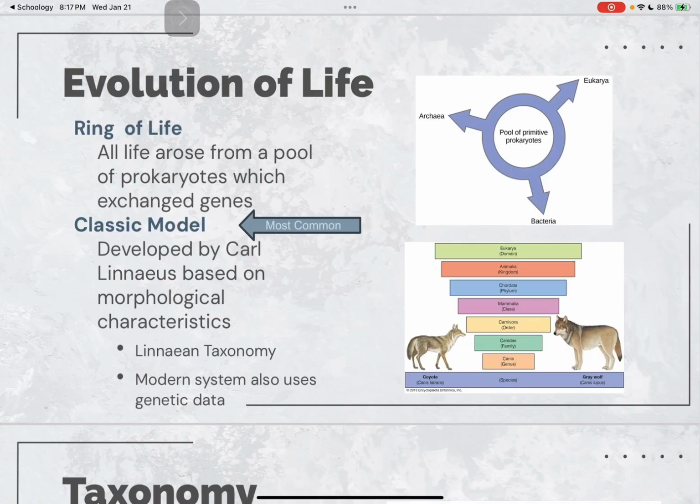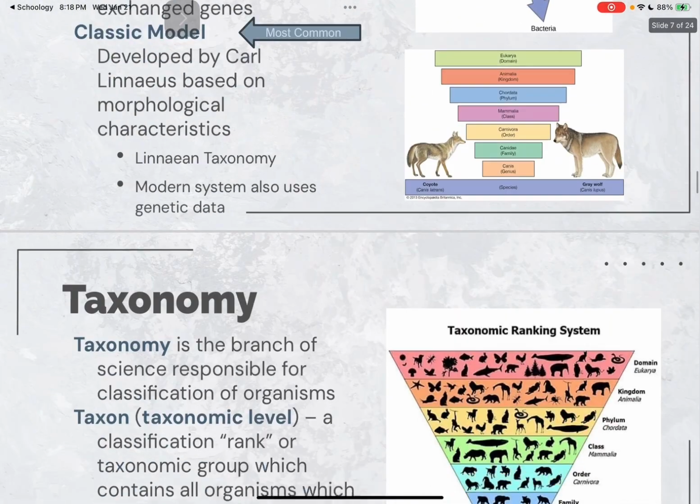The classic model. This is our most common model. This is like the universal one. This is what he wants us to know, him as in Mr. Mason. It was developed by Carl Linnaeus, and it's based on morphological characteristics. So it's known as Linnaean taxonomy, and it's our modern system that uses genetic data.